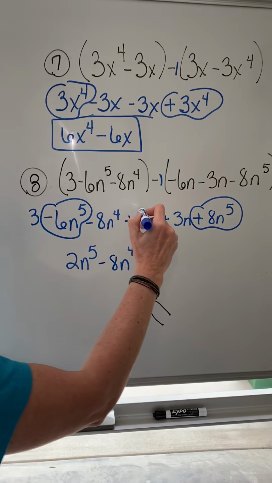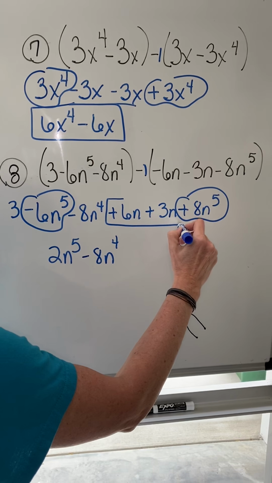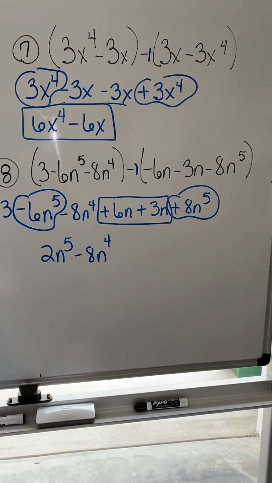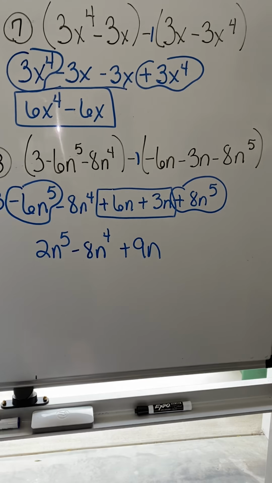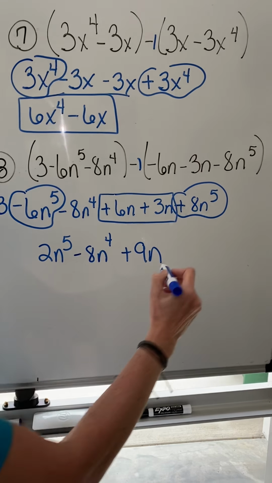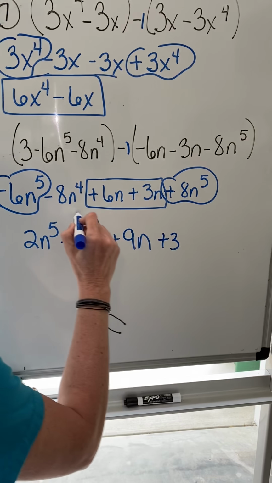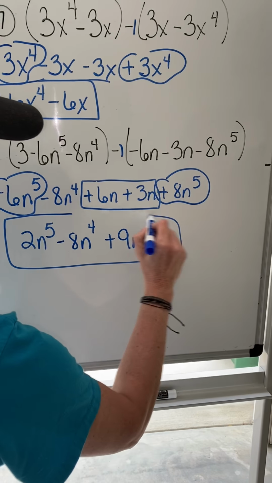I do have 2 more like terms right here. So I can combine a 6n and a 3n, and that's going to give me a positive 9n right there. And then there's nothing to go along with my 3. So that positive 3 is just going to stick there right on the end.